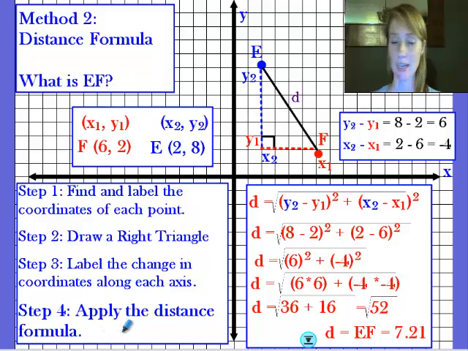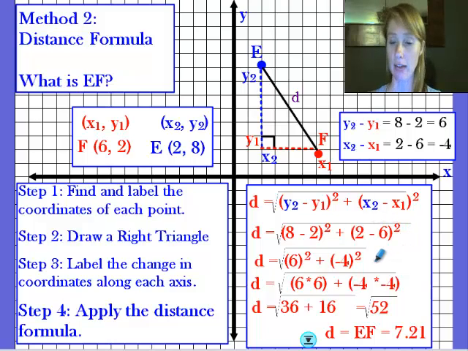Okay, so that's the last step, applying the distance formula. I've written the distance formula down here. I always want you to start with that after you've labeled your points. So now I'm just plugging in the values. y2 minus y1 is just 8 minus 2. Put that inside the parentheses. And then x2 minus x1 is 2 minus 6. Again, inside the parentheses. Okay, so everything inside the parentheses is squared for both of these terms, and then the whole right-hand side is underneath the square root symbol, or the radical.